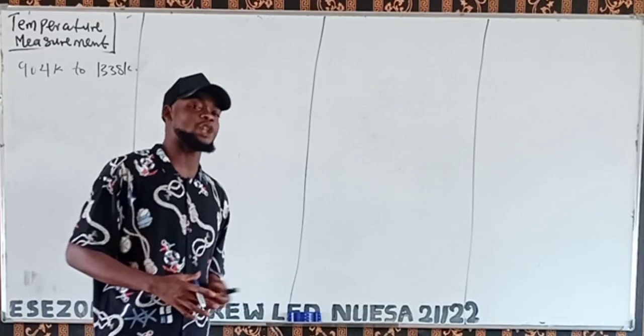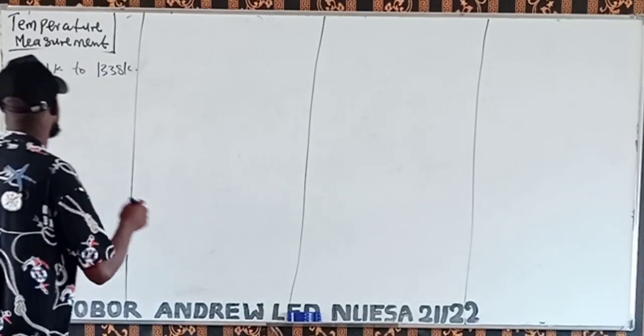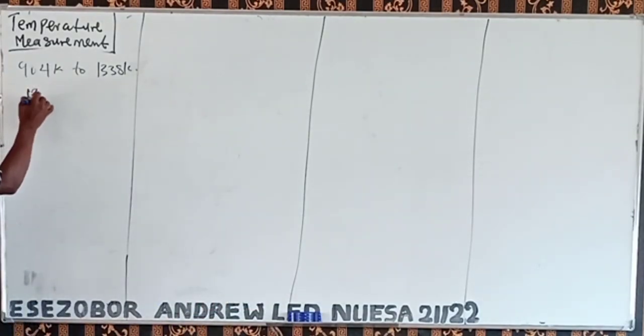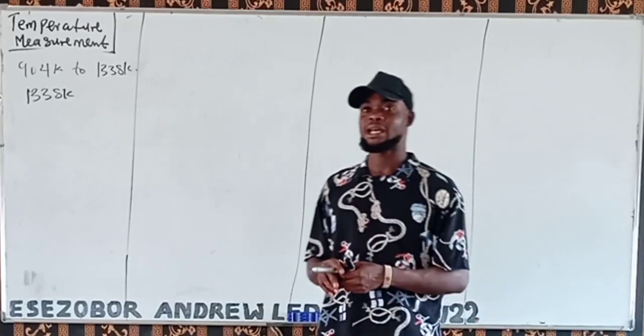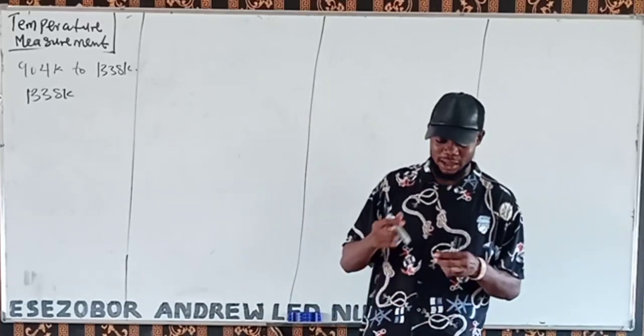We have the radiation pyrometer. The radiation pyrometer is the best when you are measuring above the temperature of 1338 Kelvin. So take note, that's very, very important.